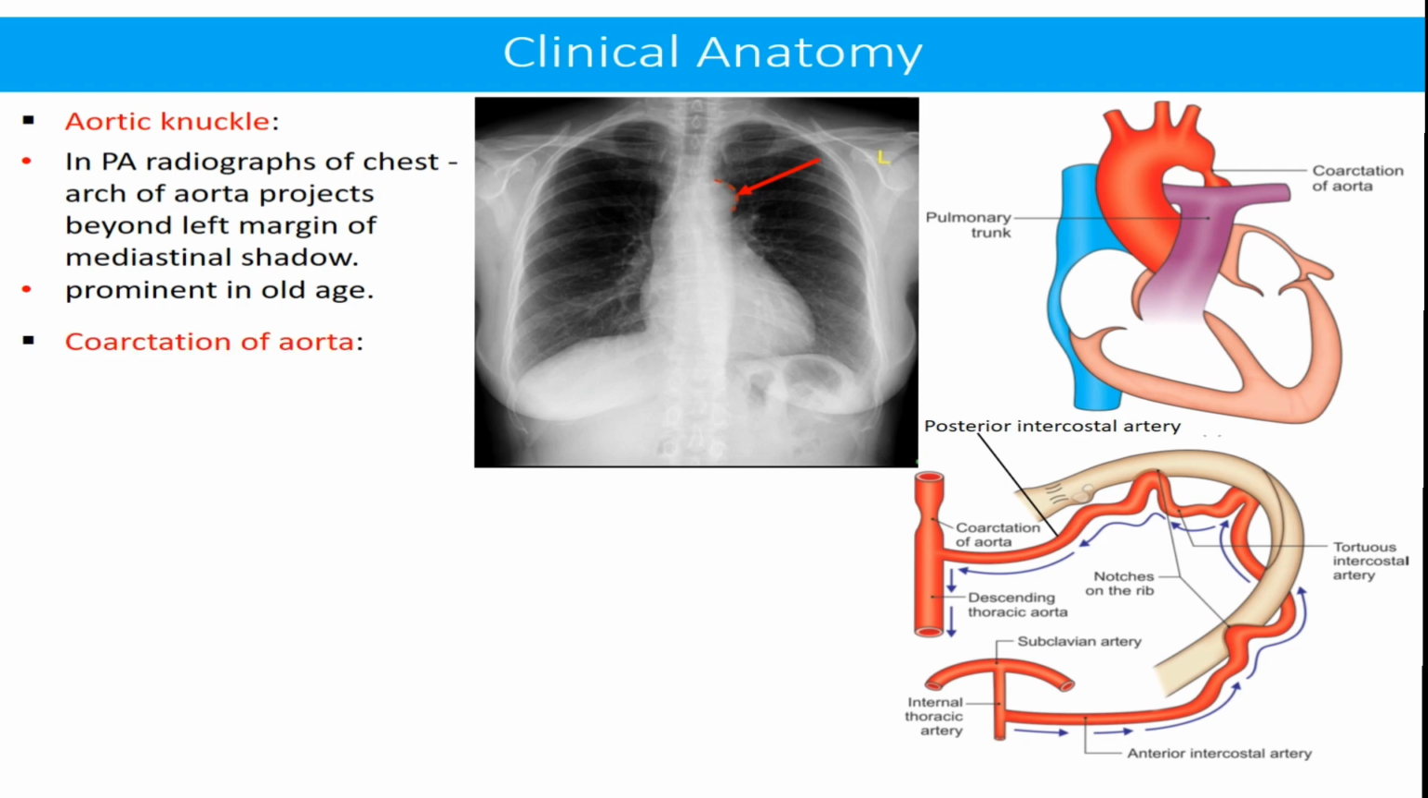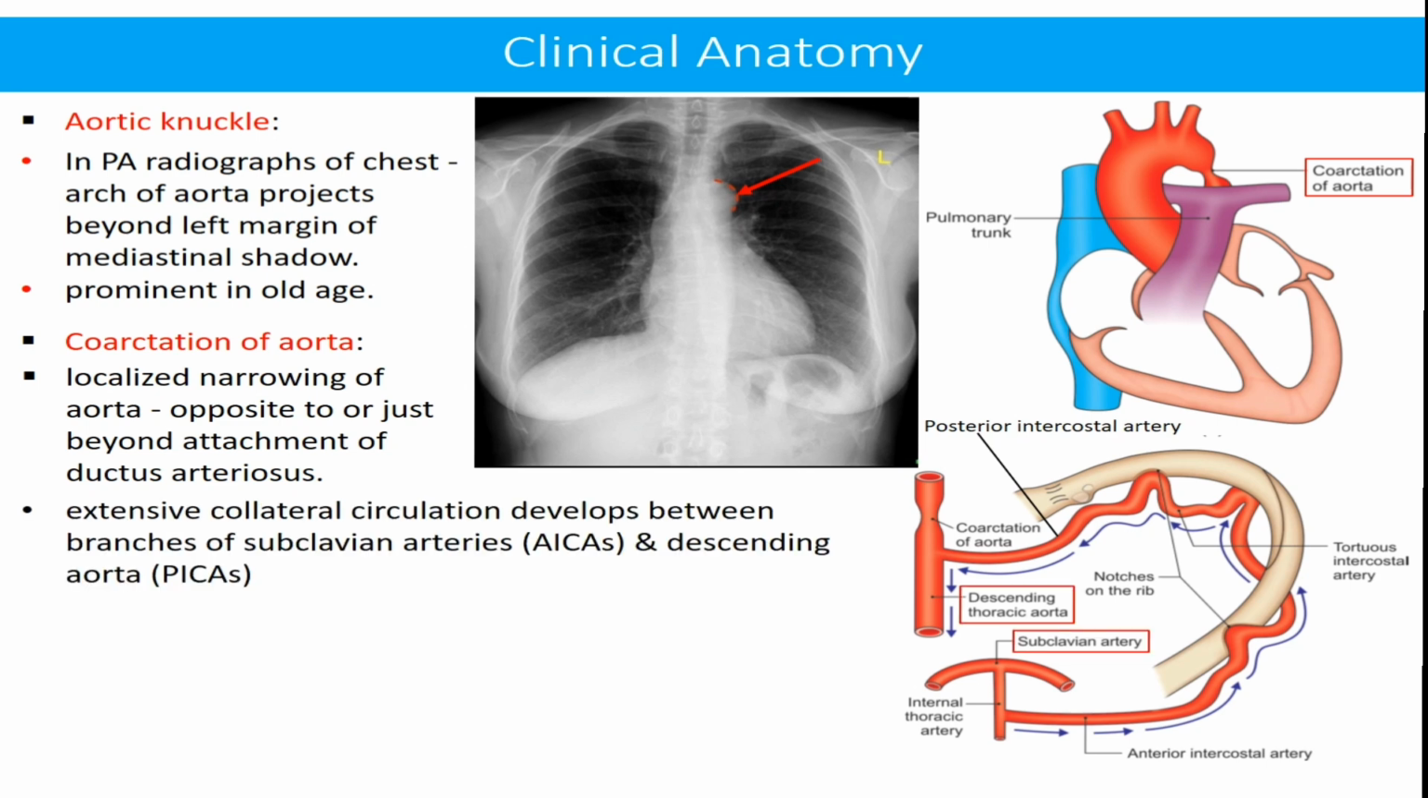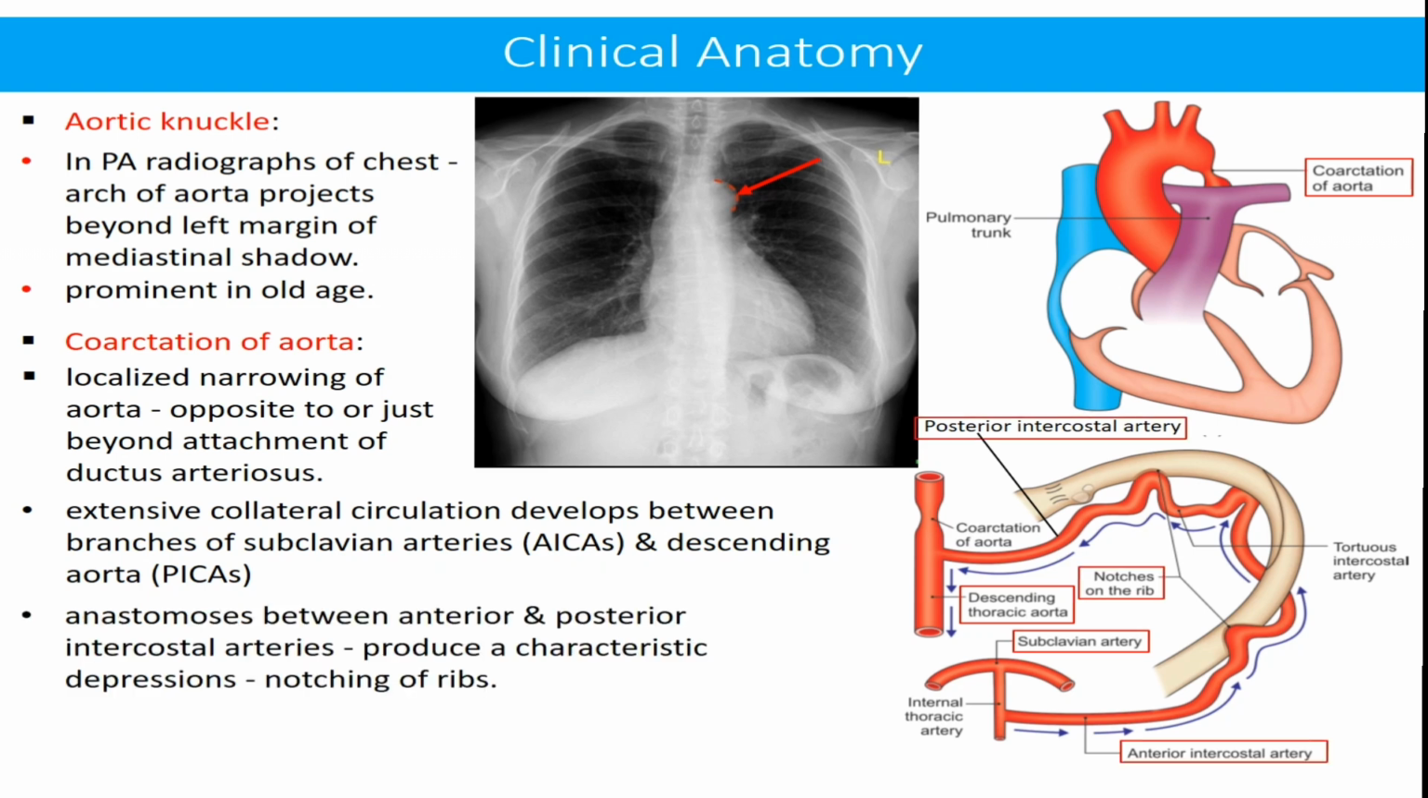Second is coarctation of aorta. It is localized narrowing of the aorta opposite to or just beyond the attachment of the ductus arteriosus. Because of this blockade, extensive collateral circulation develops between branches of the subclavian arteries and descending aorta. These anastomoses between anterior and posterior intercostal arteries produce characteristic depressions, which are named as notching of the ribs.